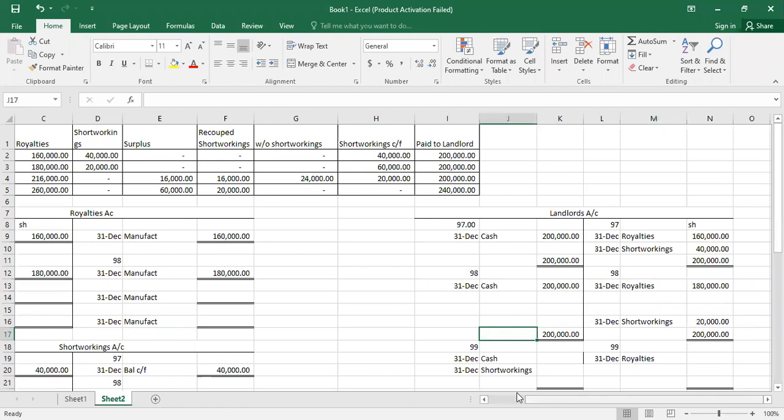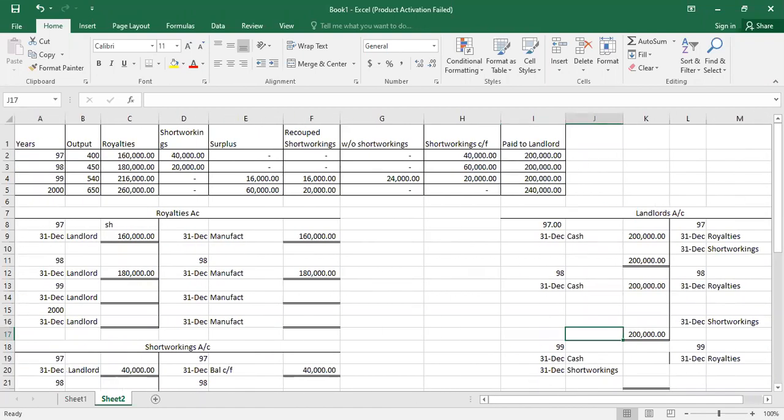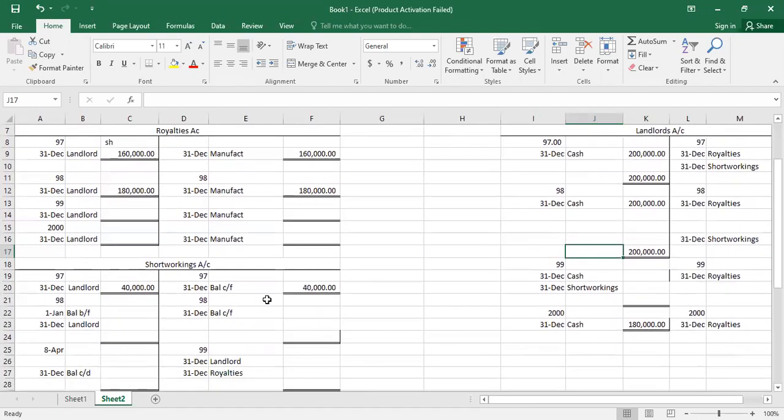Yeah, that is the year 98. We go to the year, and I'm supposed to reflect the shortcomings. So my carry forward here will be 40,000. Then I have for this particular year 20,000, to close the book at 60,000. Very well.